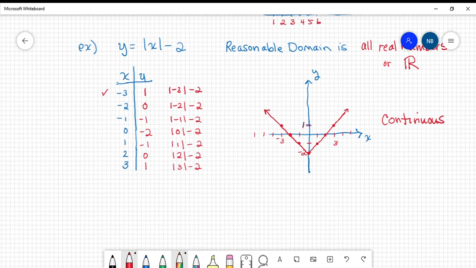This video was on discrete versus continuous graphs. Continuous can be drawn without picking up your pencil, and discrete is a set of dots.